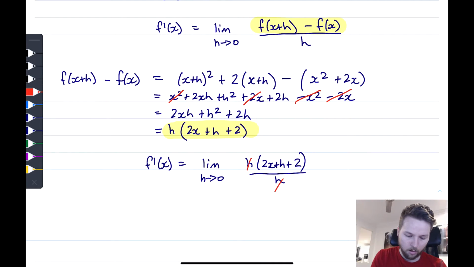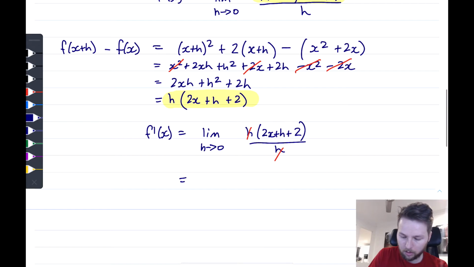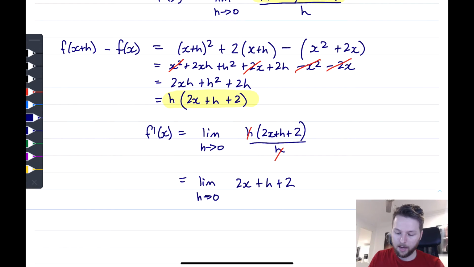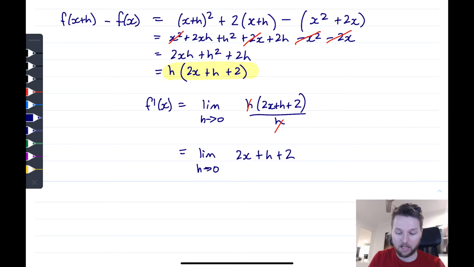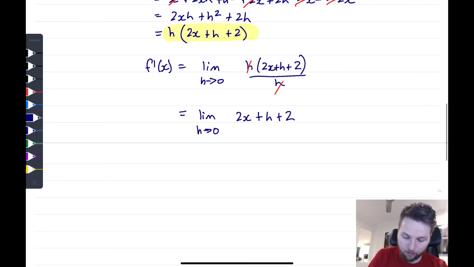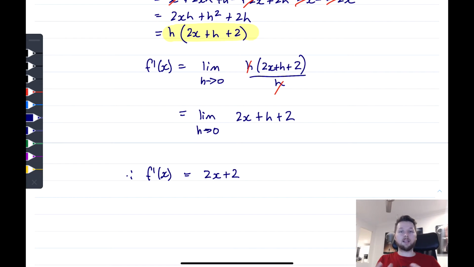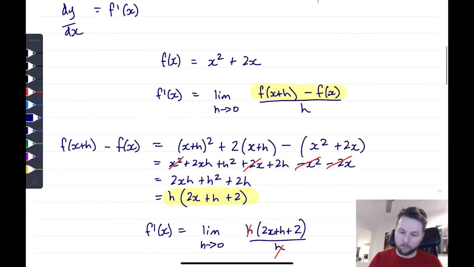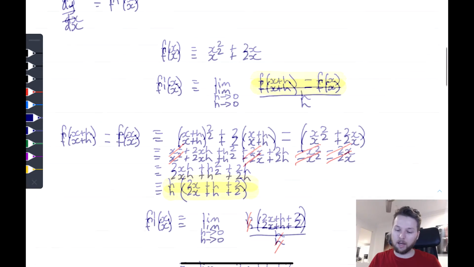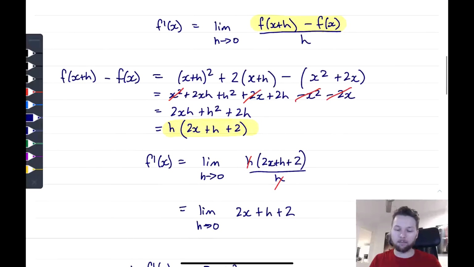Simple. And so that leaves us with the limit. And yes, you have to write this each time. The limit as h approaches 0 of 2x plus h plus 2. And then from here we can simply sub in h equals 0 into that expression, and we find that our derivative equals 2x plus 2. Alright, so that is the derivative of f of x equals x squared plus 2x.